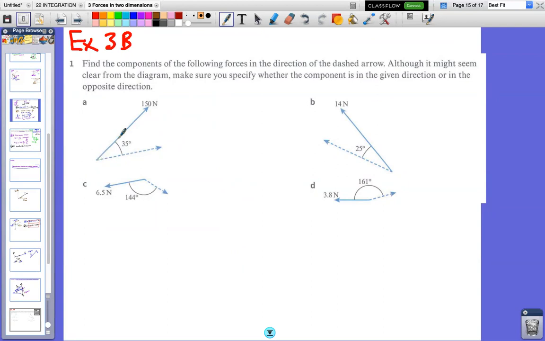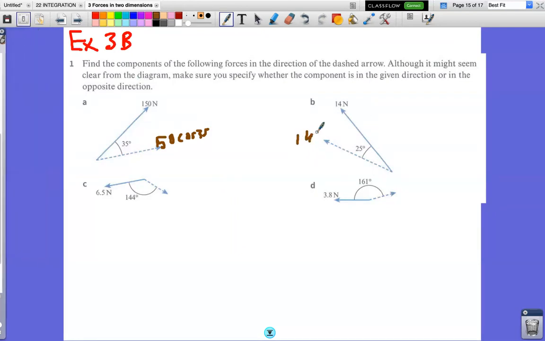So for this force, the component along this line will be 150 cos 35. For this force, it will be 14 cos 25. And it's in this direction, correct? Because when you resolve like this, it is like a projection of this force on this direction. This one is a projection of this force on that direction. So it is that direction.